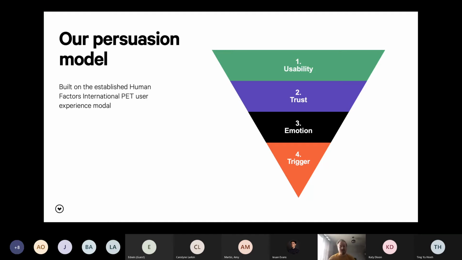usability, then you need to build trust in the thing that you're making so customers want to use it. You need to emotionally connect with them. And once you've got those tiers done, you're then able to motivate them to do the thing that the business needs and also potentially what the customer might need. So we use that quite a lot.